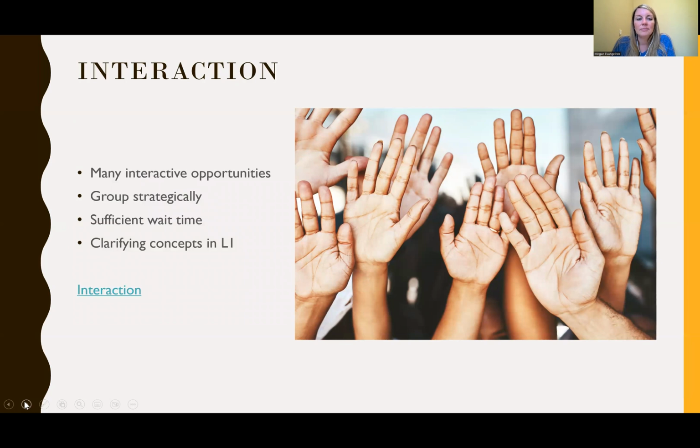When looking at interaction, we're making as many interactive opportunities for students as possible. We're grouping them strategically. So maybe they're working with their same language peers. Maybe they're working with a peer that has a different language than them so that they're practicing English. We're thinking about the level of oral language versus literacy level when we're grouping students. We're giving them sufficient wait time and also clarifying concepts in their first language.